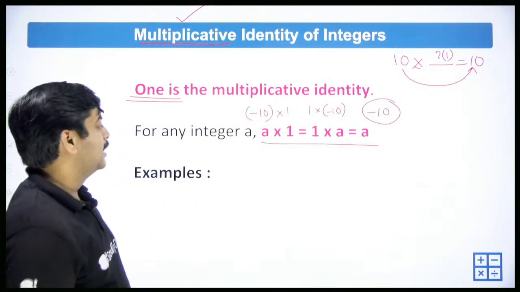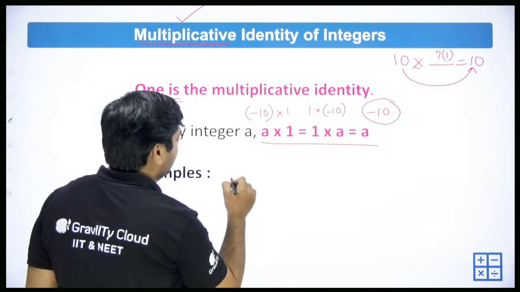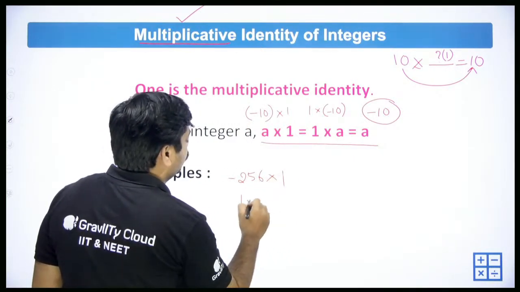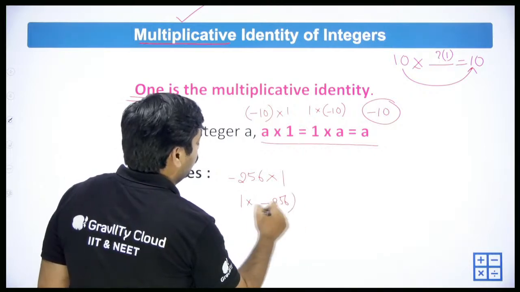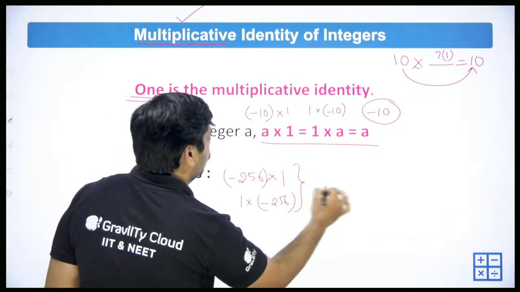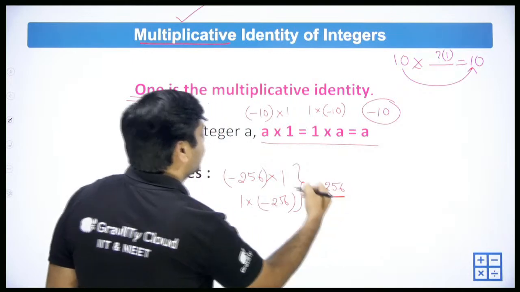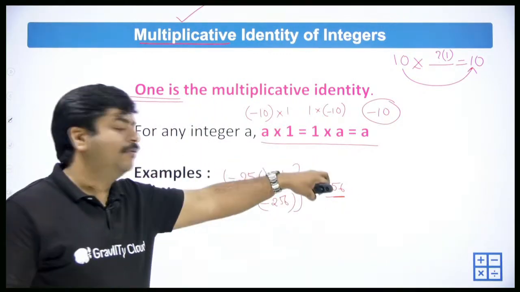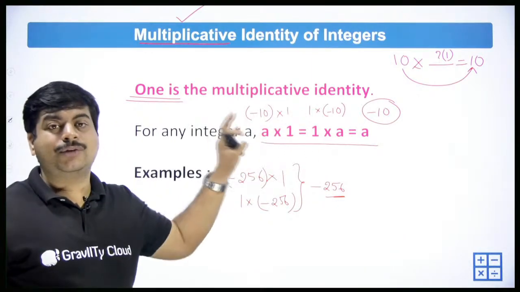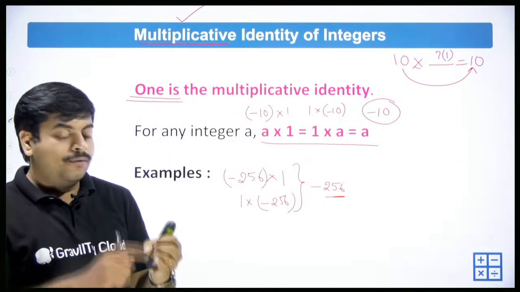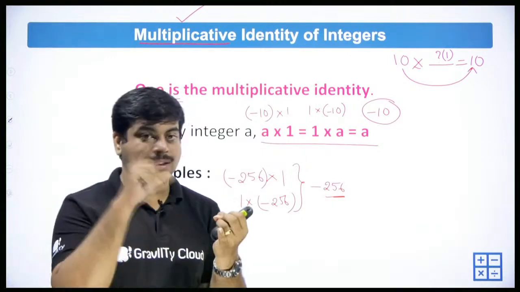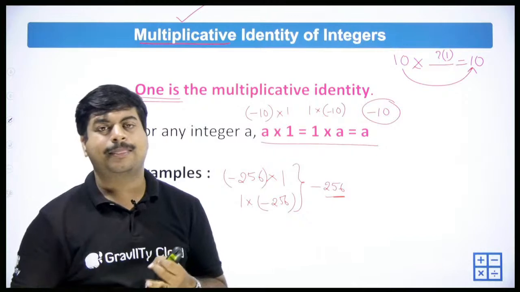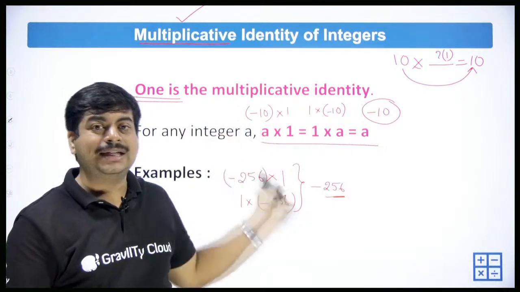Right? We can take the same kind of example. Minus 256 into 1 or 1 into minus 256, both will give you the same answer, minus 256. Same identity will reflect back. Multiplicative identity. We discussed additive identity, which is 0. Additive inverse, which is for A, minus A. Multiplicative identity, which is 1.